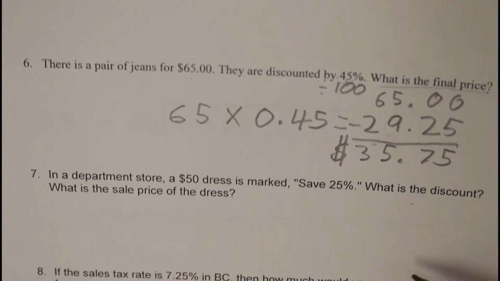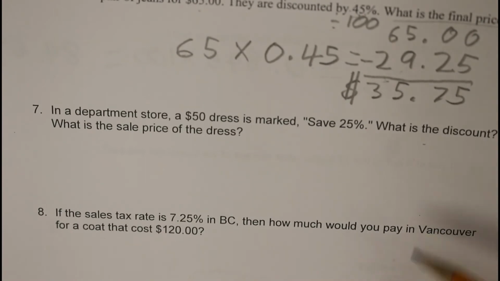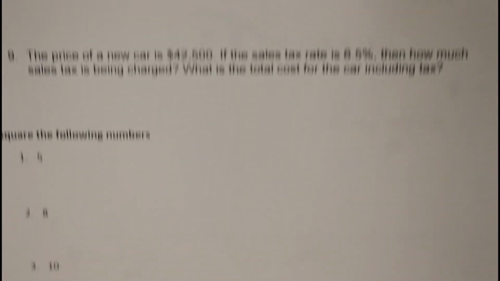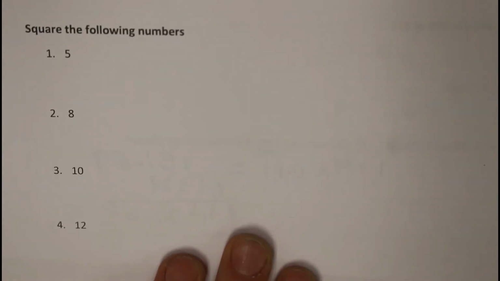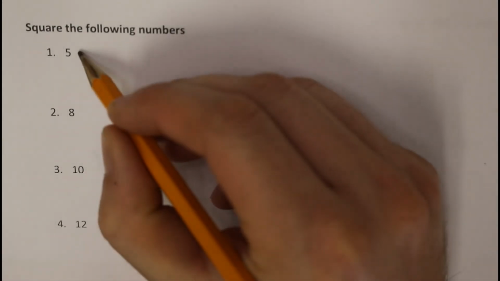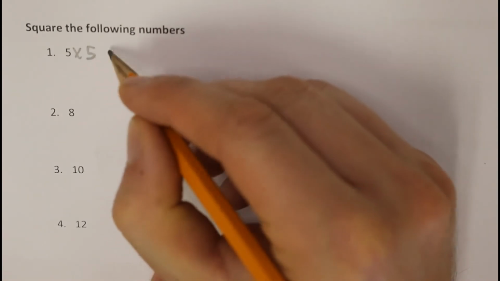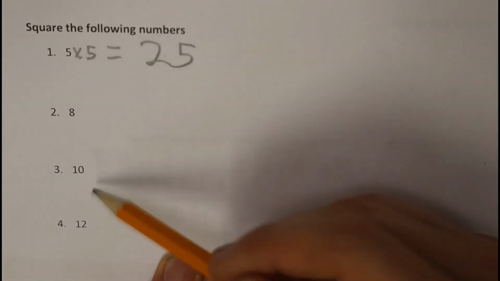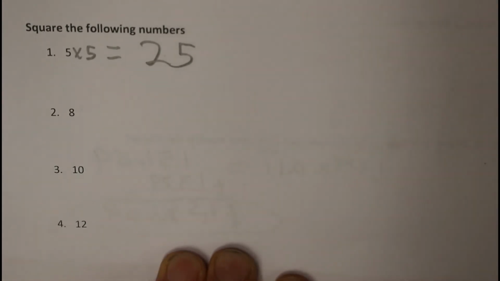These next three are all the same. You're either doing taxes or discounts. You just got to look at them. So make sure you do. All right, square the following numbers. So square is just, remember, the number times itself. So that'll be 25. Simple as that. Got a bunch right there. Don't need to do much beyond there.